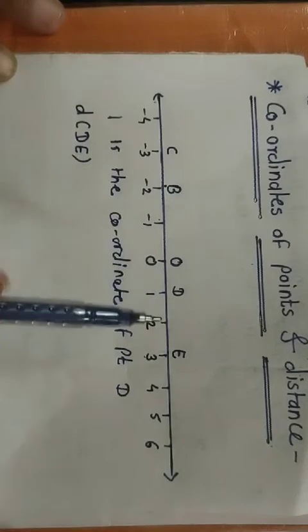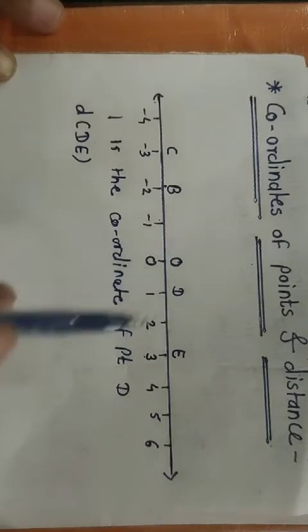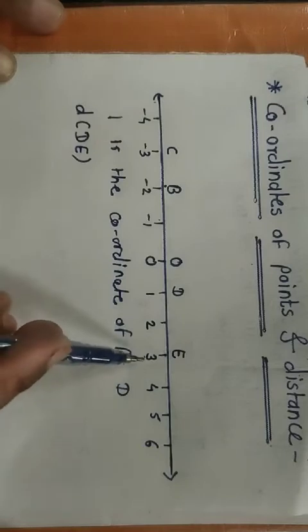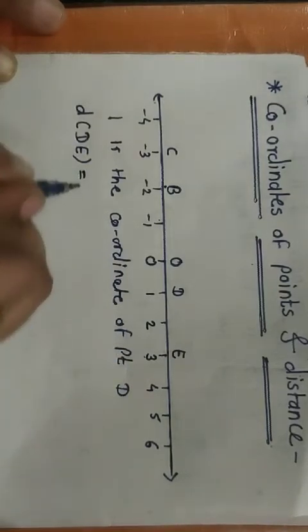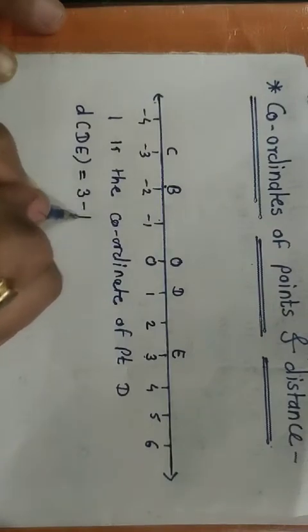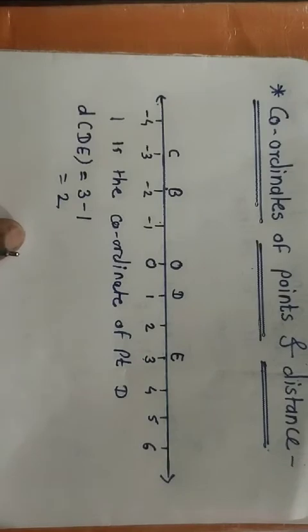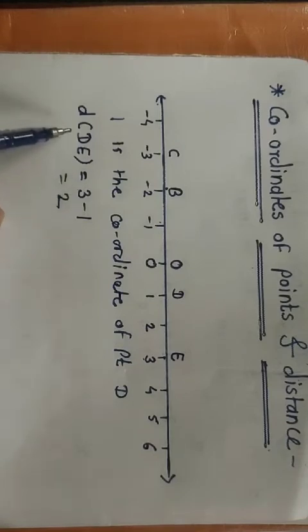Look at the given number line. 1 is the coordinate of point D and 3 is the coordinate of point E. So 3 is greater than 1. So distance DE is equal to 3 minus 1, which is equal to 2. Always remember, student, we subtract the smaller coordinate from the larger one when we find the distance between two given points.